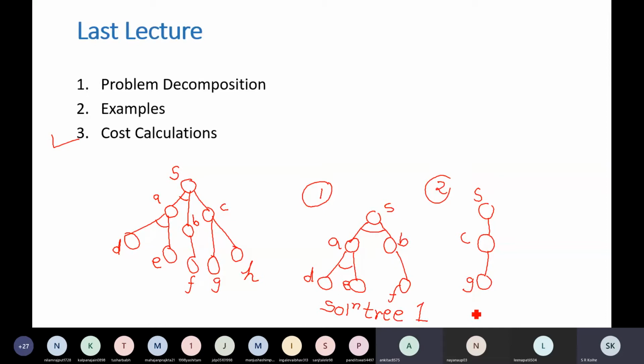This is solution tree second. Yes, C, H. Very much right. S. Then since this is OR, either you can go to A and B or C. So C, and from C again OR nodes are there. So either you can go to G or H. So you can go to H. So this is solution tree third.